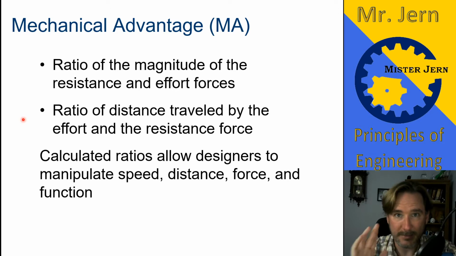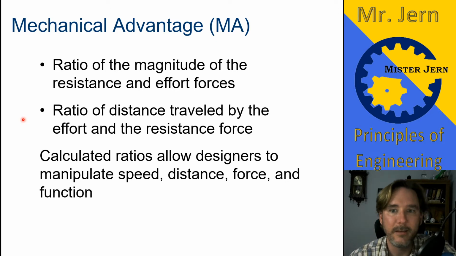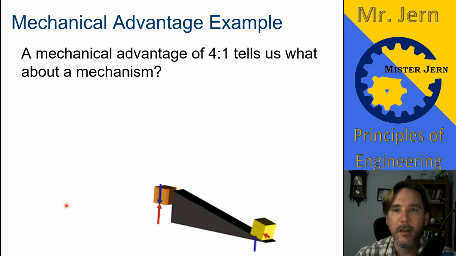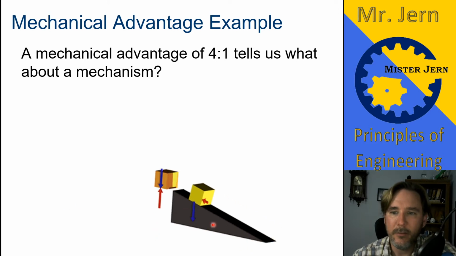So I'm spending a lot of time on this one because I need you to understand that. These ratios of the trade-off between force and distance are the underlying, fundamental idea that allows us to manipulate all these things: speed, distance, force, and function. So going ahead with that, we have this inclined plane. And for this inclined plane here, we have a mechanical advantage.